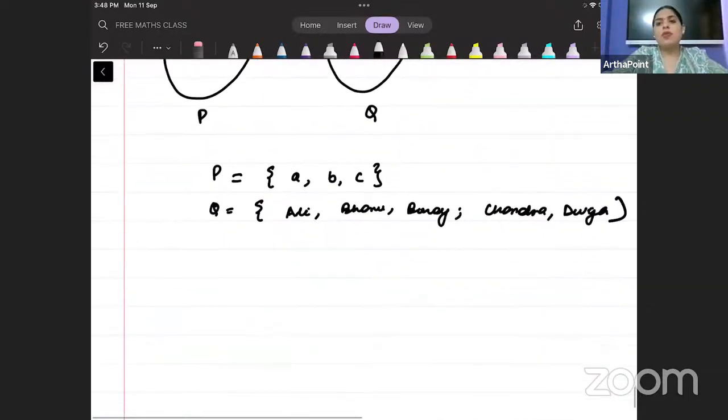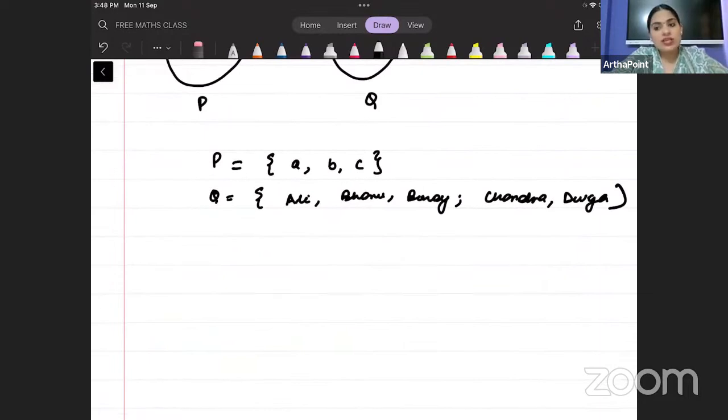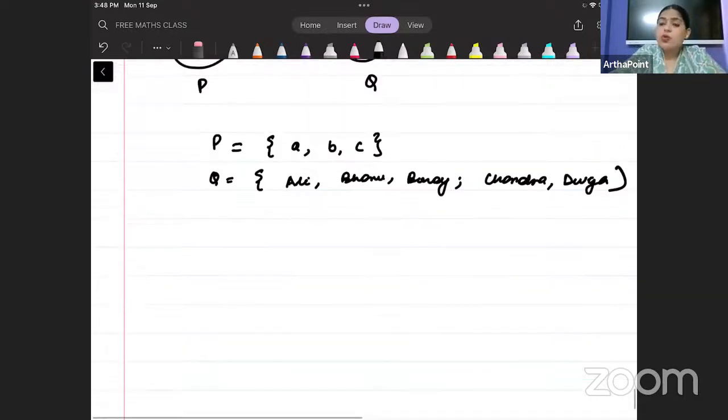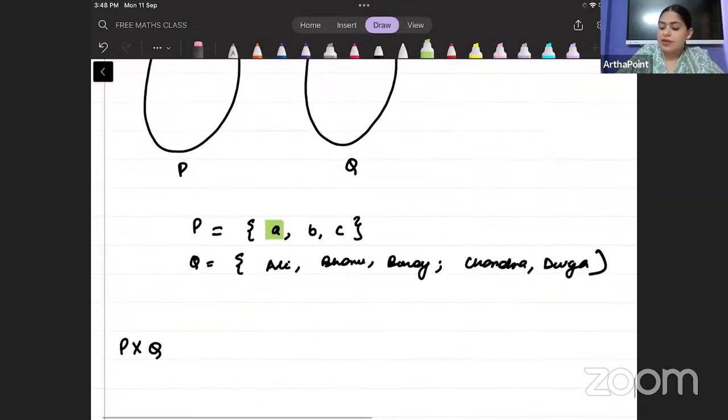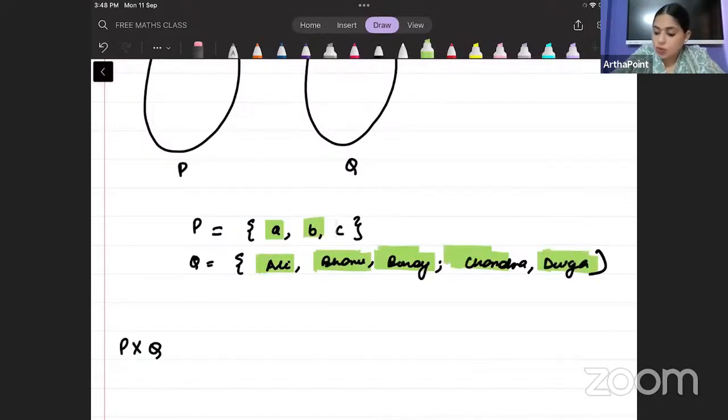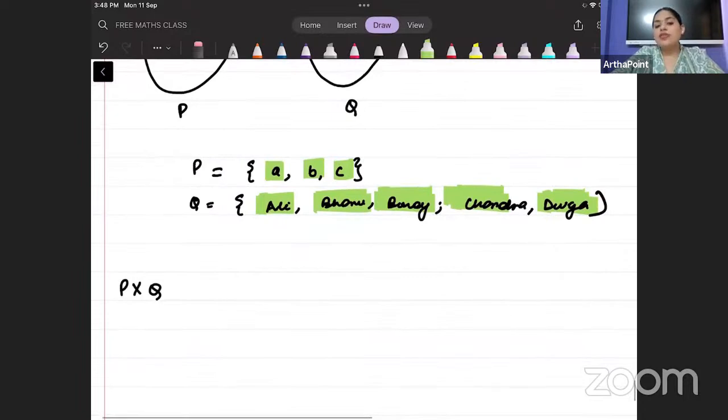Now tell me something from our last class that I taught you. What is a Cartesian product? If we were to make a Cartesian product P cross Q, what would you have done? You could have taken the first element of P and mapped it to each element of Q. Then you would have taken the second element and mapped it to each element of Q. Then the third element, and mapped it to each element of Q. In that way, you would have got 15 elements in your Cartesian product. You remember this? We did it in the last class.